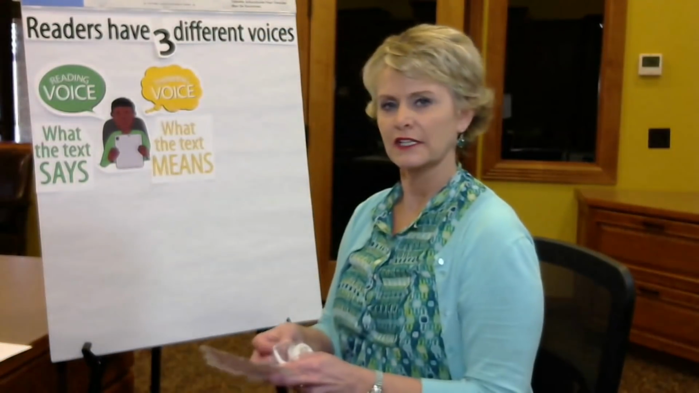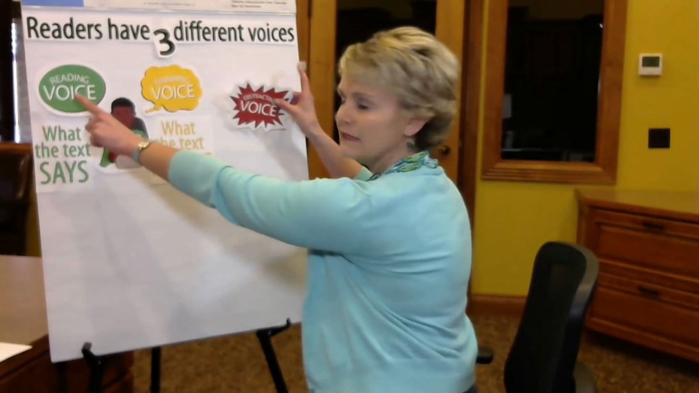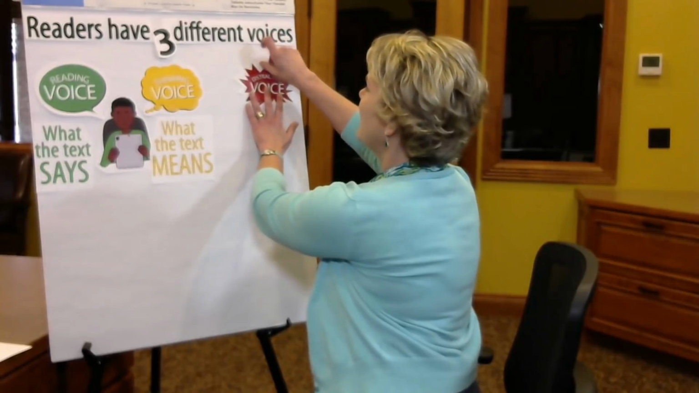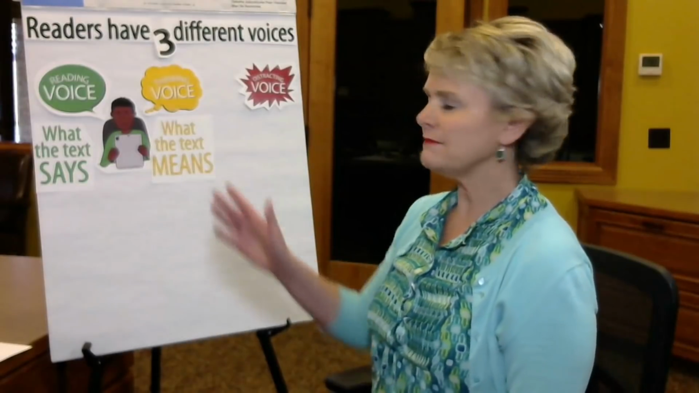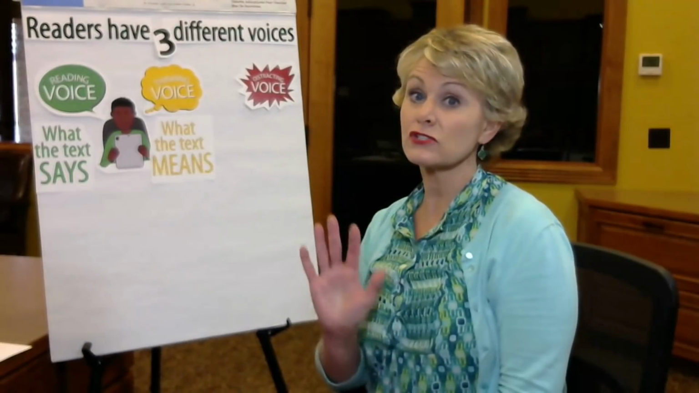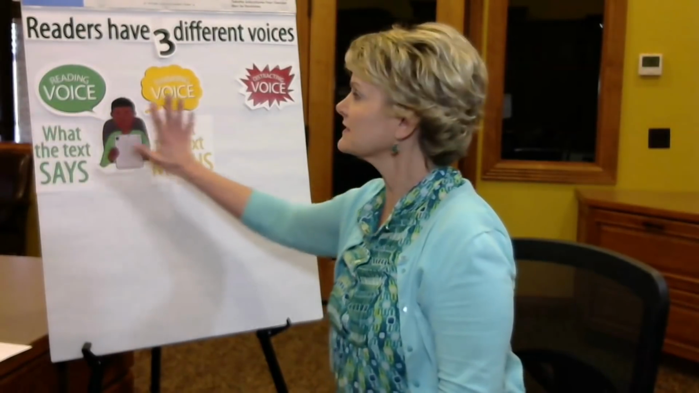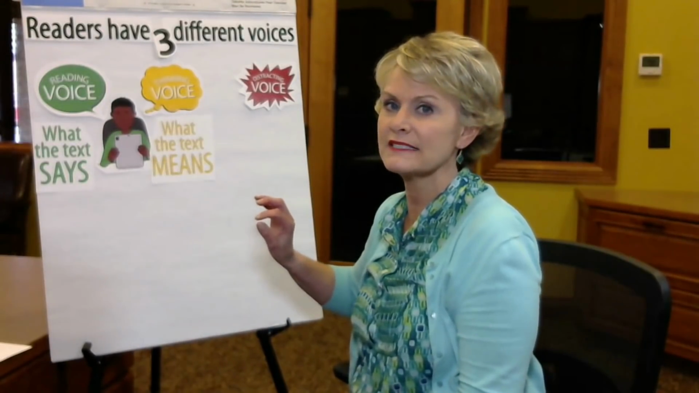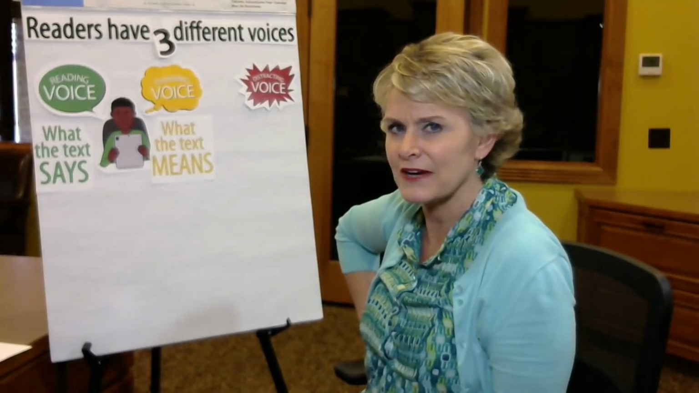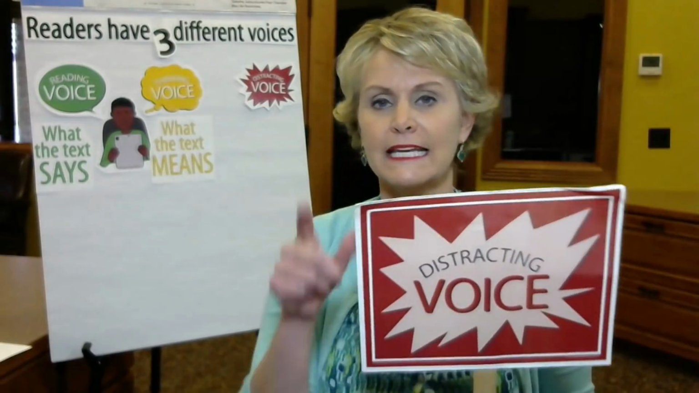Now, as I add the distracting voice to our anchor chart, what I want you to notice is that we have a green, a yellow, and now a red voice. And if you think about a traffic light, green means go, yellow means slow, go through the reading, listening to your reading voice slowly, cautiously, listening to the whisper of the thinking voice. But what does red mean on a traffic light? Stop.